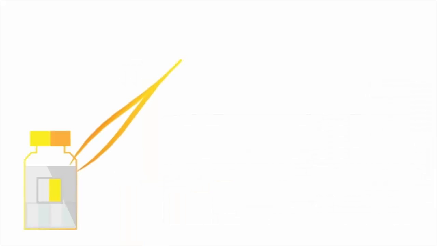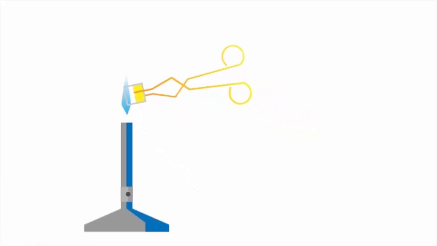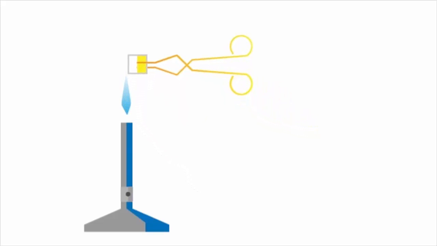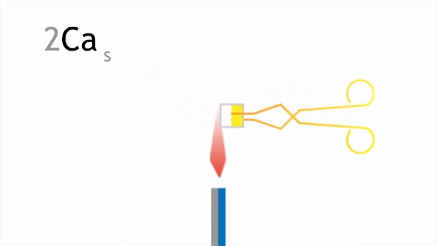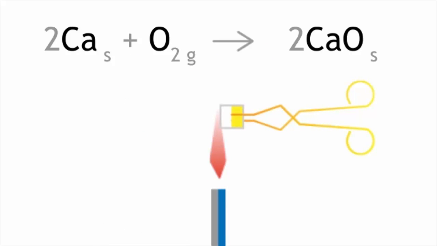Using a pair of tweezers, take out a chunk and cut a small piece using a scalpel. Remove excess oil using paper towels. Using tongs, place in a roaring Bunsen burner flame. You will observe that it burns with a red flame. Calcium reacts with oxygen to produce calcium oxide, which is a white solid. So magnesium and calcium react with oxygen to form their respective oxides.